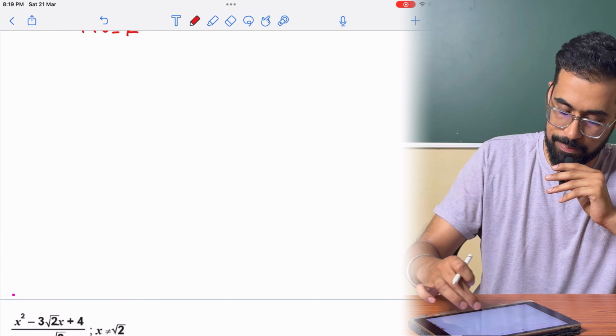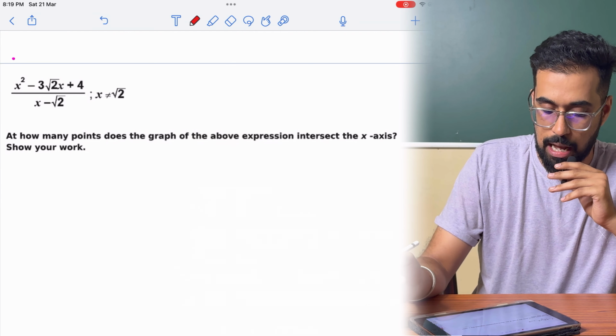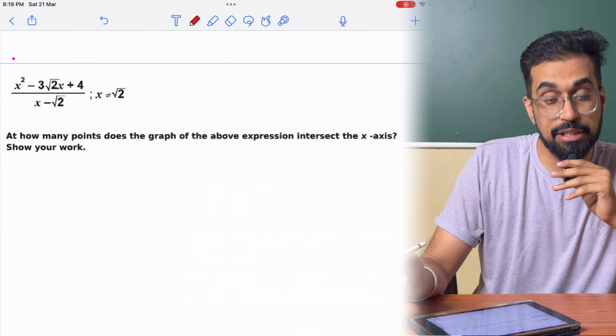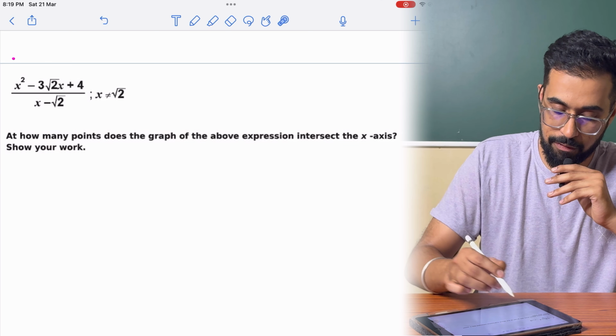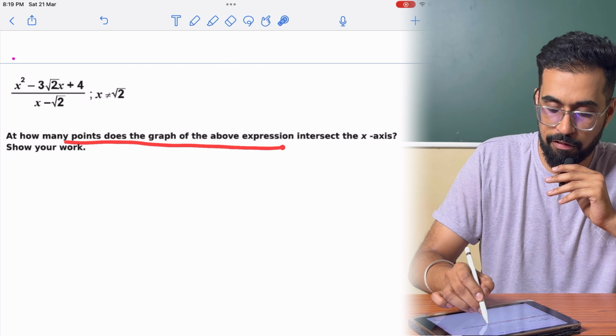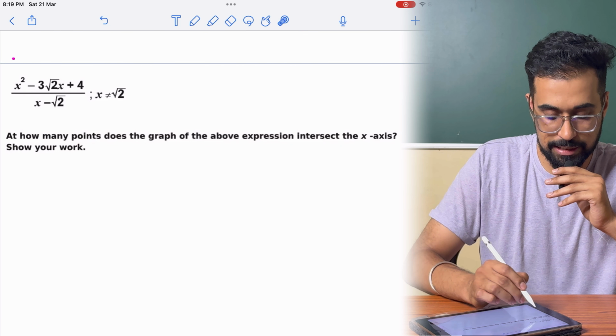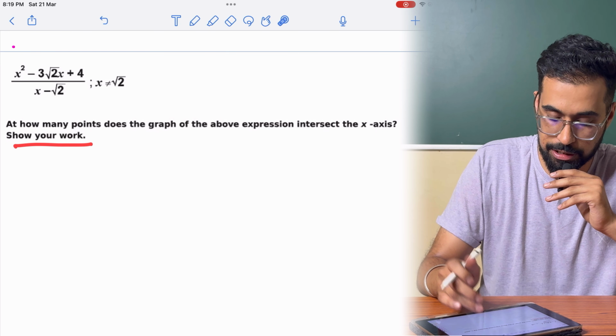Then for the last question that we have, (x square minus 3 root 2 x plus 4) by (x minus root 2), where x is not equal to root 2. Here we need to look at how many points the graph of the above expression intersects the x-axis, and we need to show our calculations here.